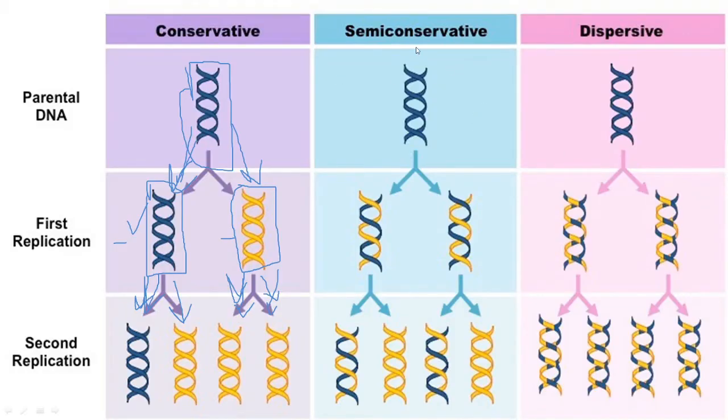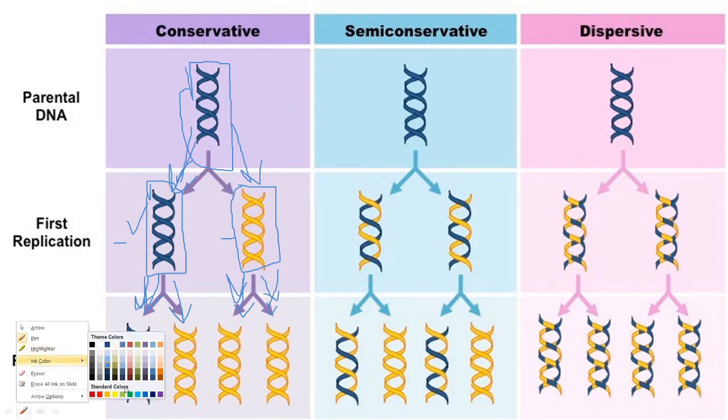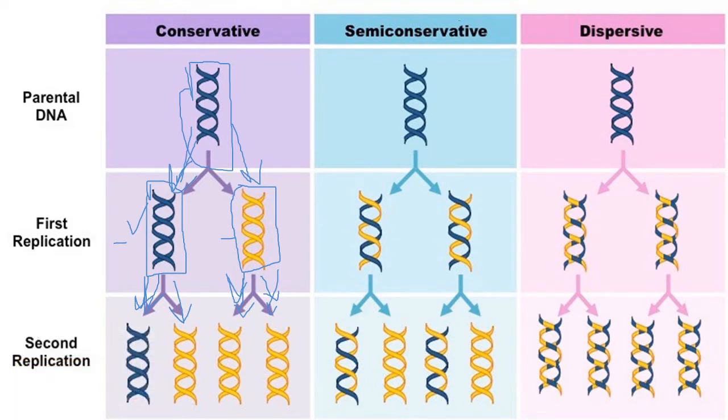Let us see the diagram. In the semi-conservative model, the parental strand is blue, but when it replicates in the first replication step, it forms the semi-conservative structure. One strand is blue and the other one is yellow. And in the other structure, one strand is blue and the other is yellow. That's the process, and this process goes on.